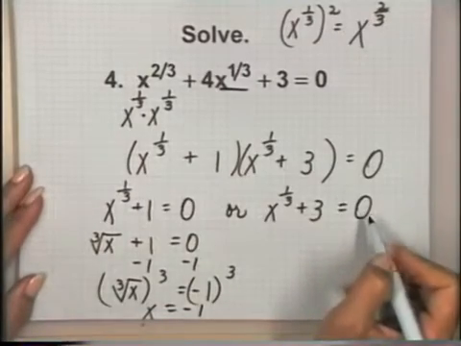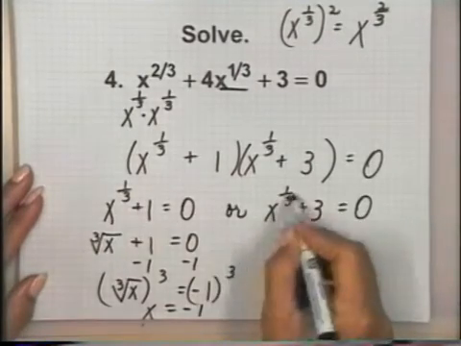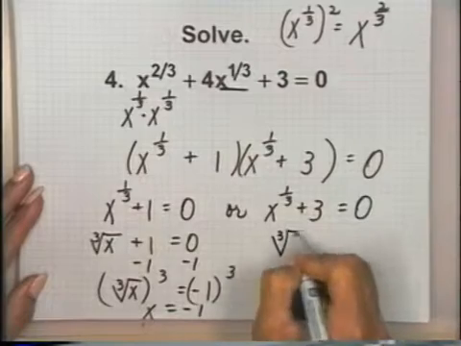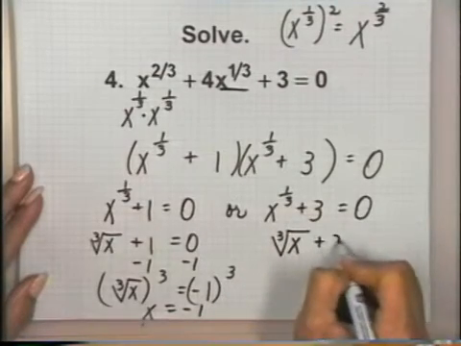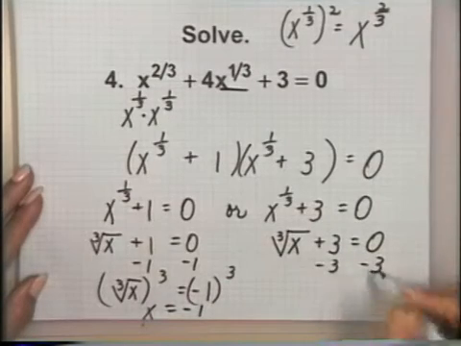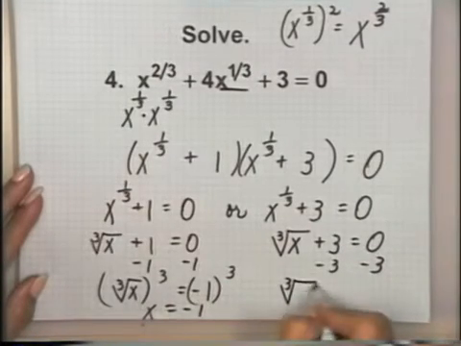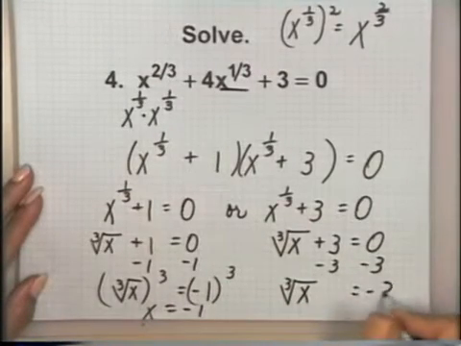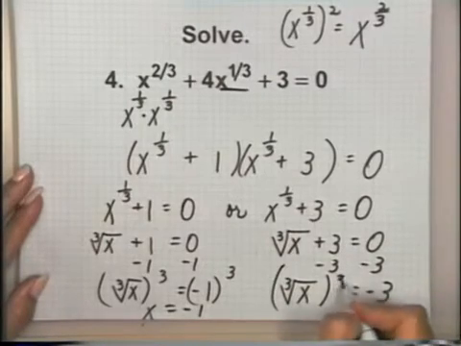For this second equation, let's write the x to the 1/3 as the cube root of x. Let's subtract 3 from both sides. Let's cube both sides.